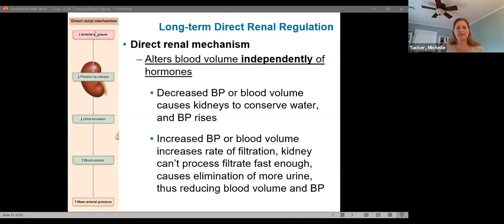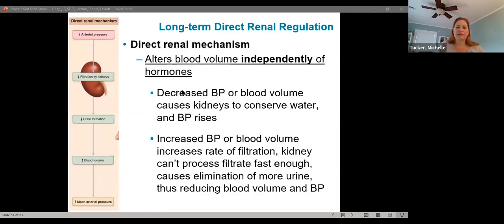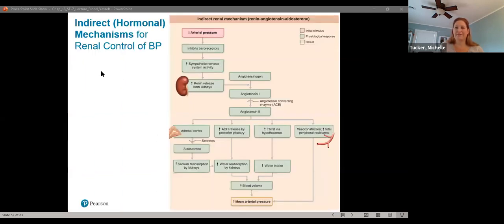The reason it shows a decrease in arterial pressure is to mirror what's happening in the indirect mechanism, but this one here at the bottom is probably the more common occurrence of how direct renal regulation occurs. But it wanted to be consistent with the next one. So direct has this relationship with filtration, urine production, and blood volume. Pretty straightforward.